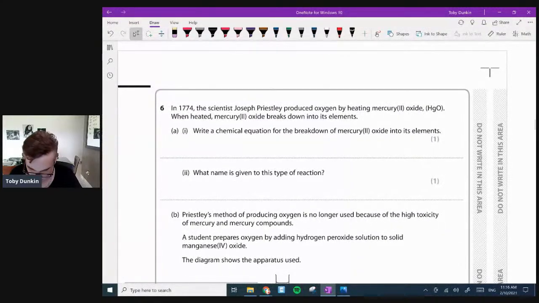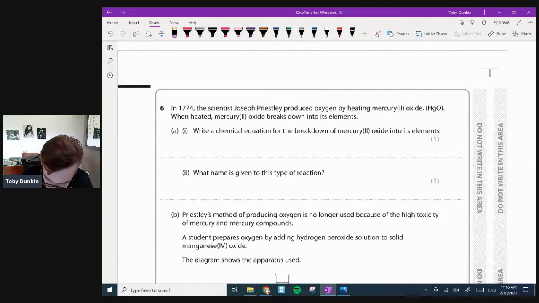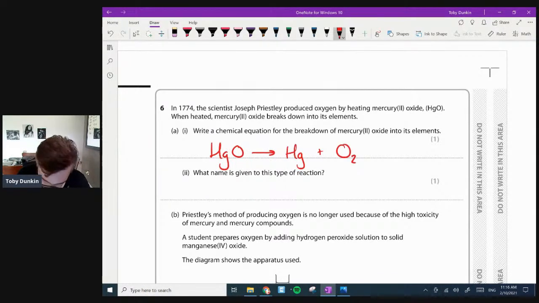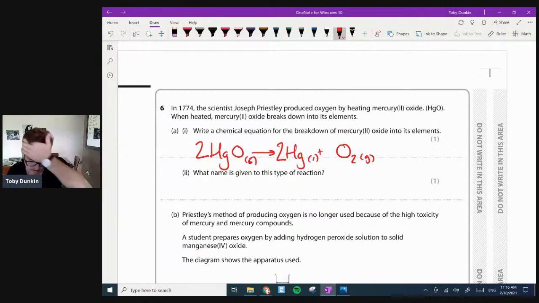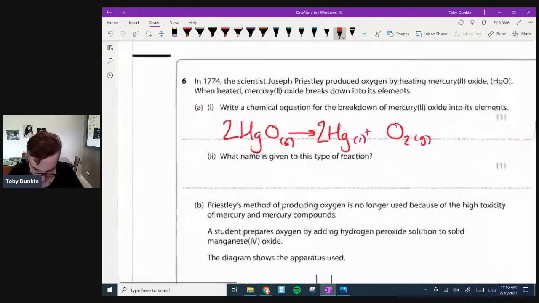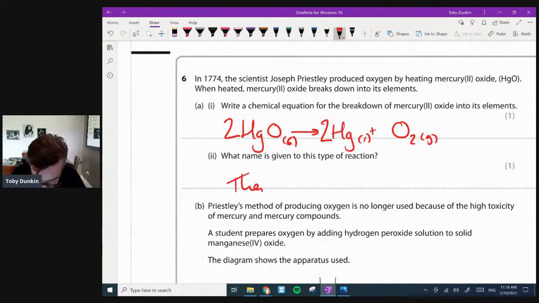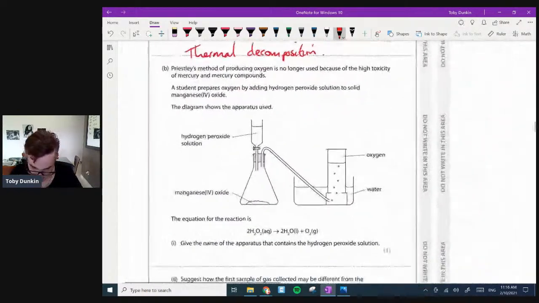Write a chemical equation for the breakdown of mercury oxide into its elements. Mercury oxide, HgO. So this is testing to see Hg plus, if you remember, O2. Balance the equation. Yeah, we're done, and that's going to be liquid. That's gas. I'm assuming the mercury oxide is going to be a solid. There you go. What is the name given to this type? This is a thermal decomposition. One thing going in, breaking into smaller ones. So this is a thermal decomposition. Nice and easy. Endothermic, requires heat.